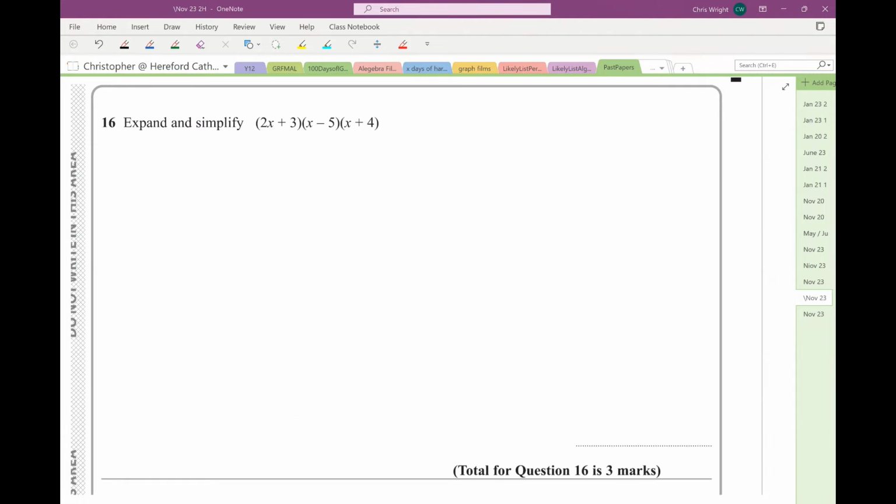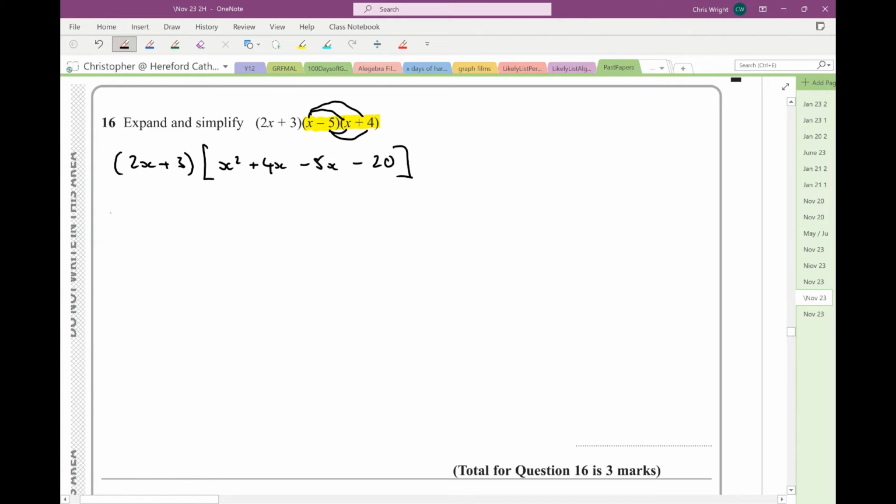Question 16, expand and simplify these 3 brackets. Right, this is just an exercise in not messing up your algebra. Let's start by expanding and simplifying those 2 brackets at the end, those yellow brackets. So I'm going to copy down 2x plus 3. Now I'm going to open a square bracket, and now I'm multiplying out x times x times the 4. Well, that's x squared plus 4x, and carry on. Minus 5x minus 20. Now, before I do anything else, I'm going to simplify my square bracket. It's going to be x squared minus an x minus 20.